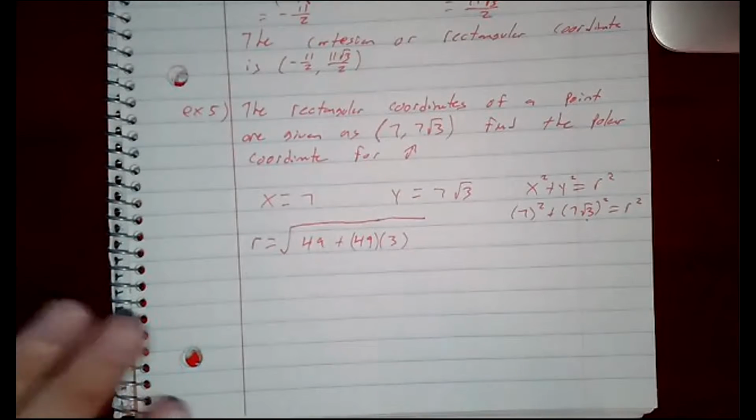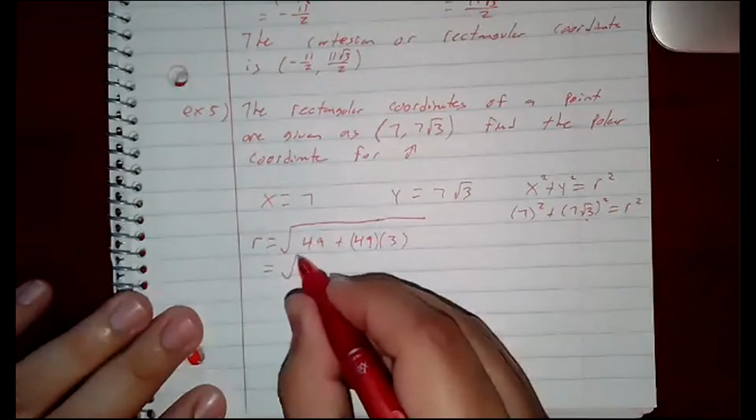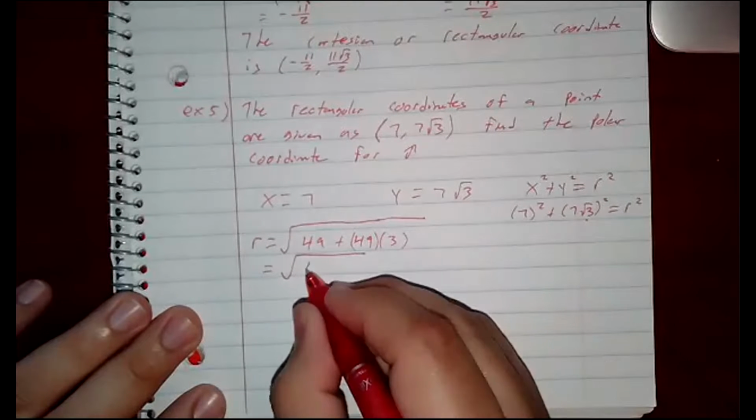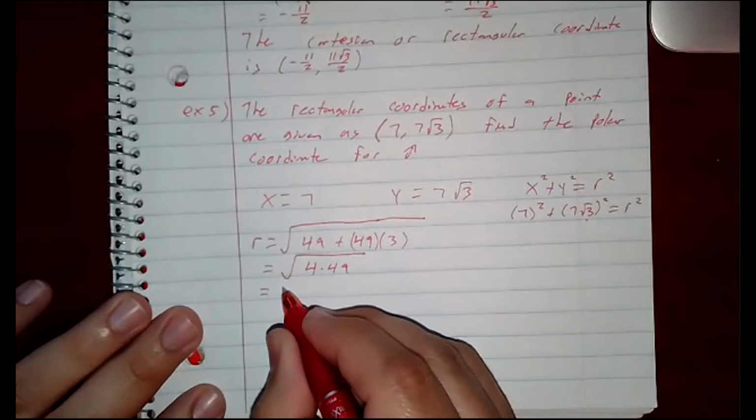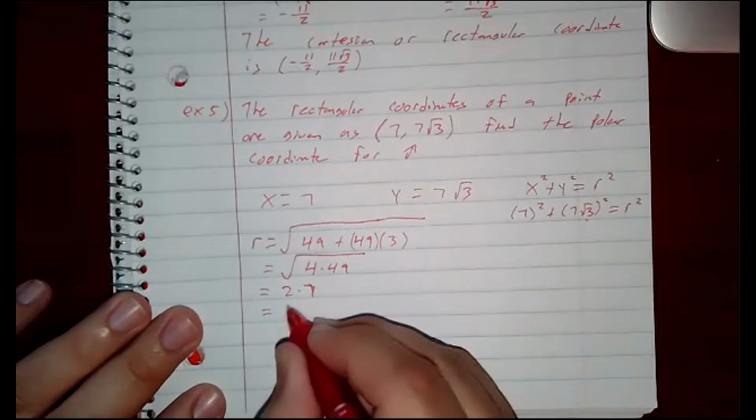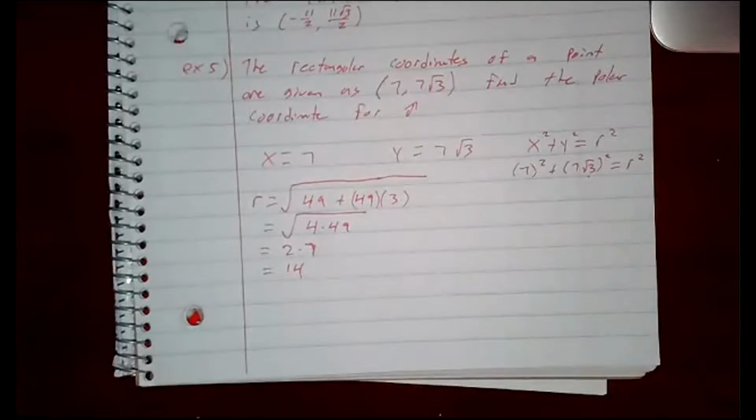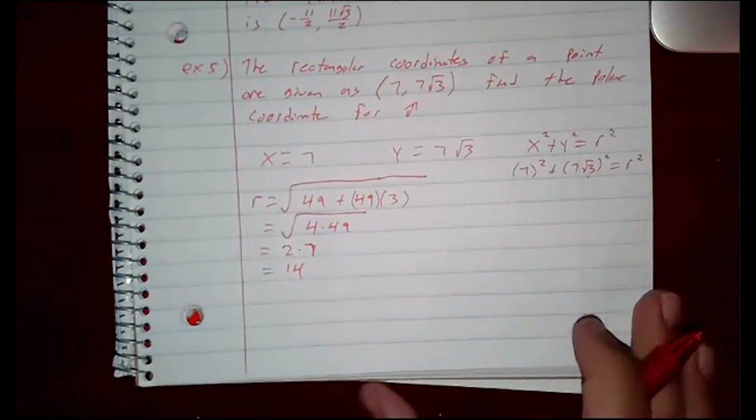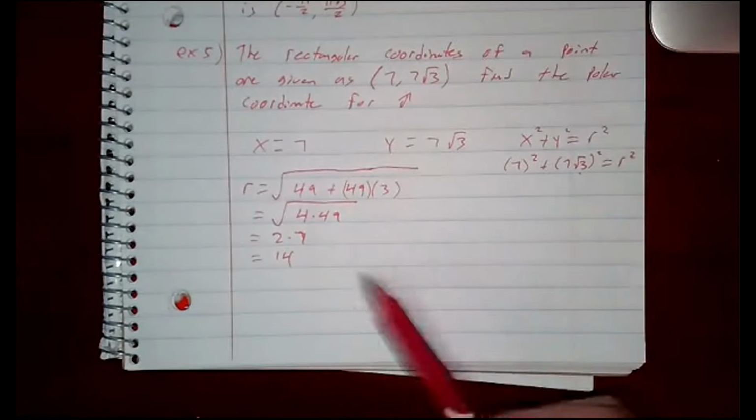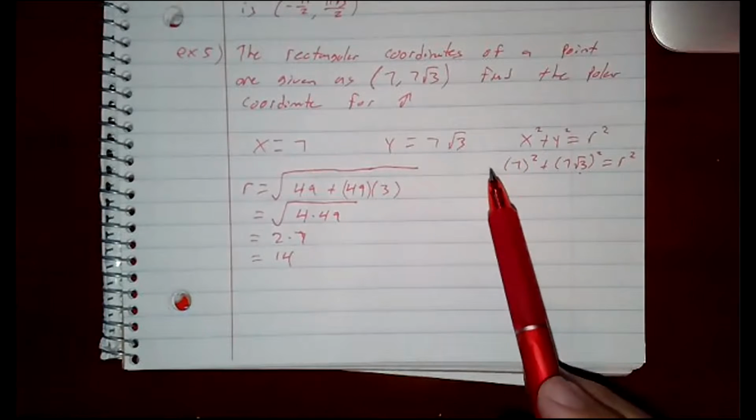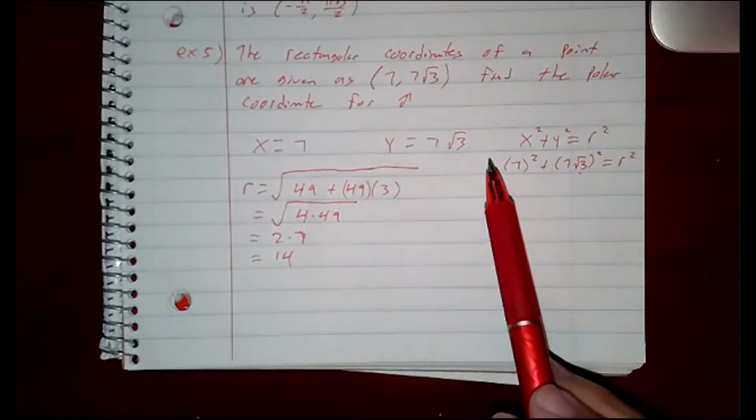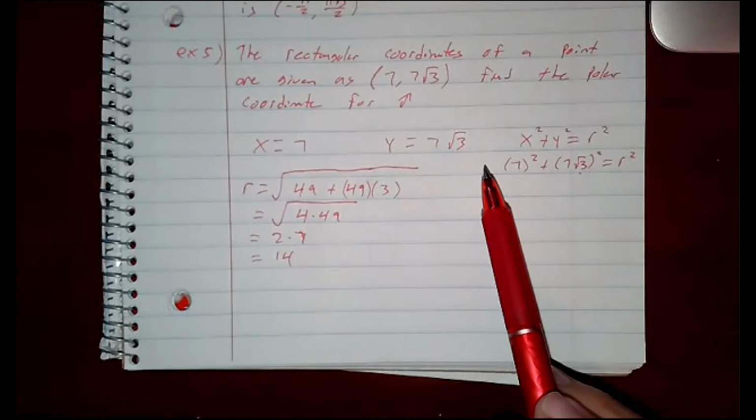Okay, that would be, I don't know, like adding numbers. 4 times 449, right? Which would be 2 times 7. Is that right? Yeah, 14. Anyway, so we got R, and we got X and Y. So now all we need is theta, right? Once we have theta, we should be able to get the last piece.